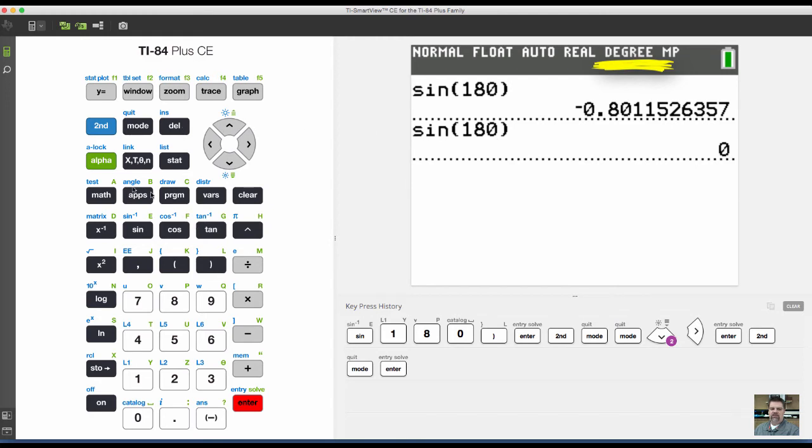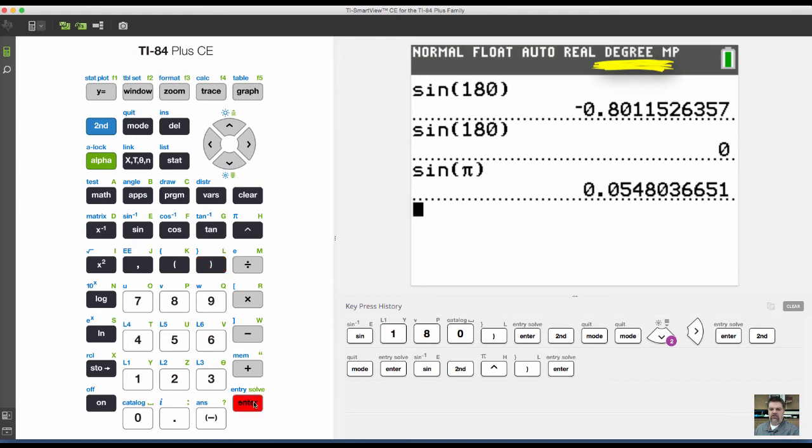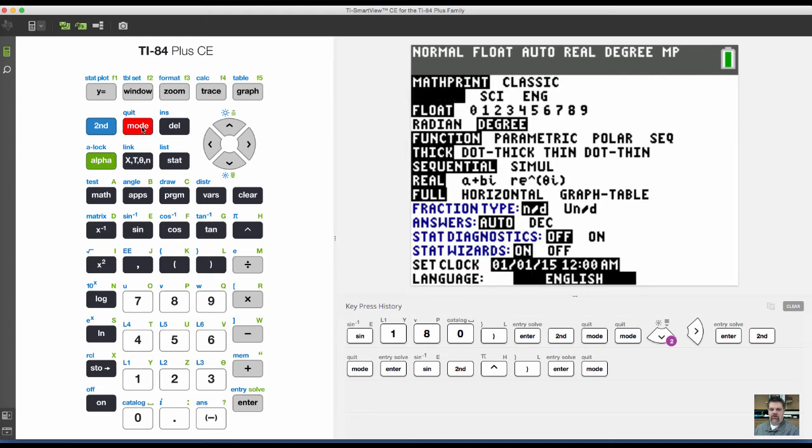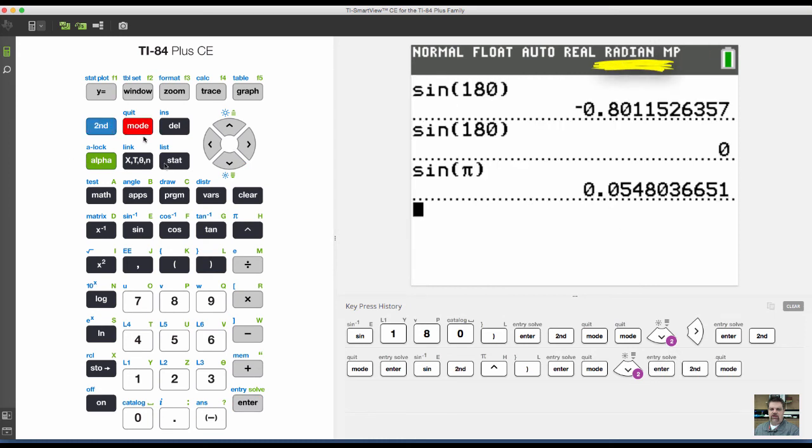Now, if I were to take sine of, say, pi, that should also be zero if we were in radian mode, because pi is the radian measure for 180 degrees. And so I see here that it should be zero, but it's not. So again, if I hit mode, scroll down to radian, then hit enter, second mode to quit, hit enter again, and that's how you switch from degree to radian.